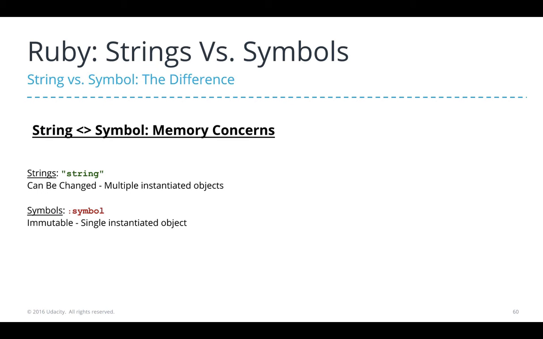So a question often comes up about the difference between strings and symbols. And this primarily comes down to an issue of memory concerns. Strings can be changed, and for each string, multiple instantiated objects are created. With symbols, a symbol is immutable. It's a single instantiated object. So what does that mean?